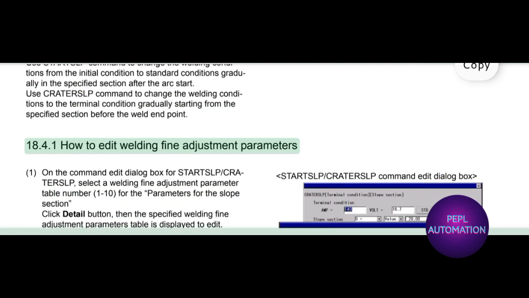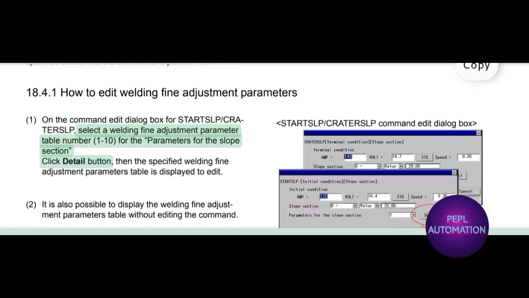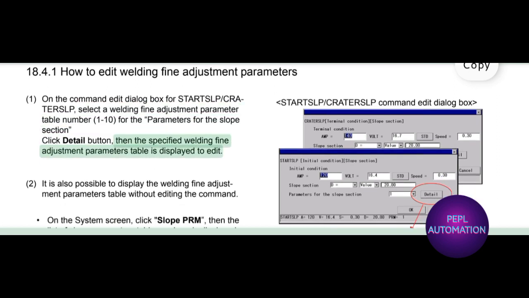18.4.1 How to edit welding fine adjustment parameters. 1. On the command edit dialog box for STARTSLP, CRATERSLP, select a welding fine adjustment parameter table number, 1 to 10, for the parameters for the slope section. Click the Detail button, then the specified welding fine adjustment parameters table is displayed to edit.